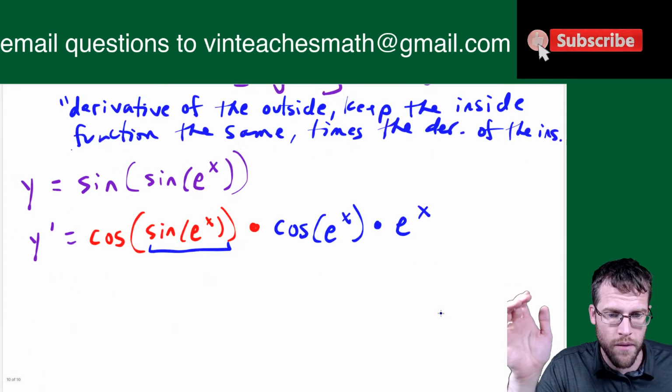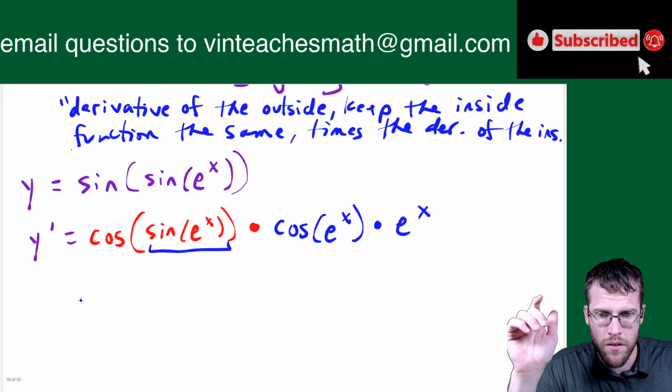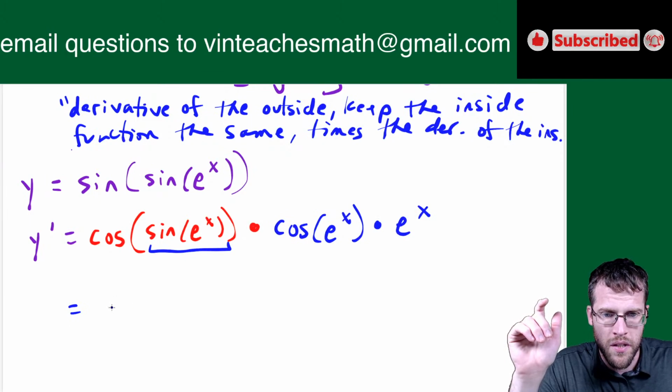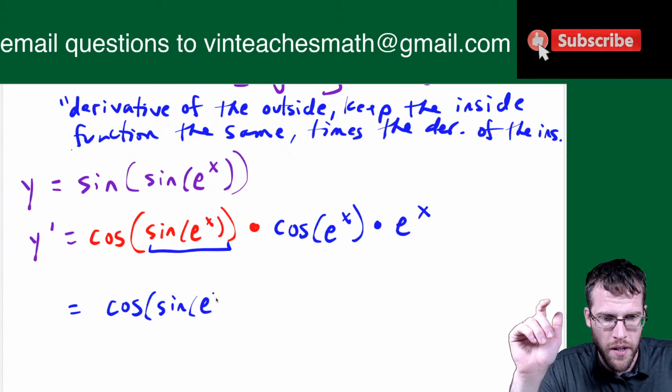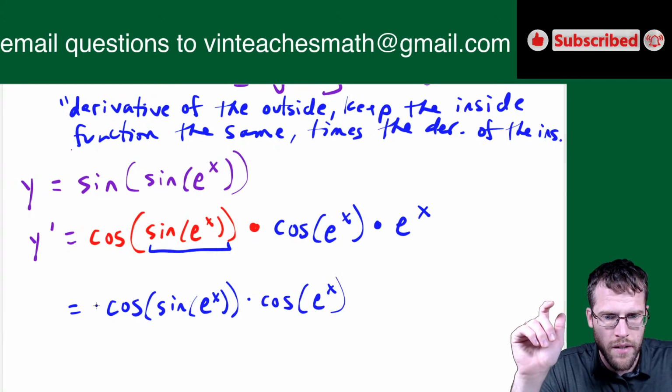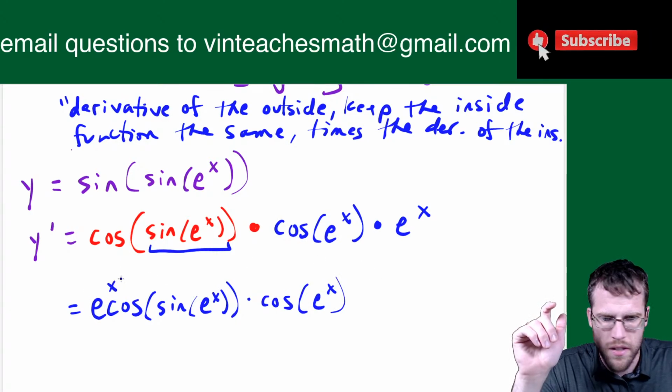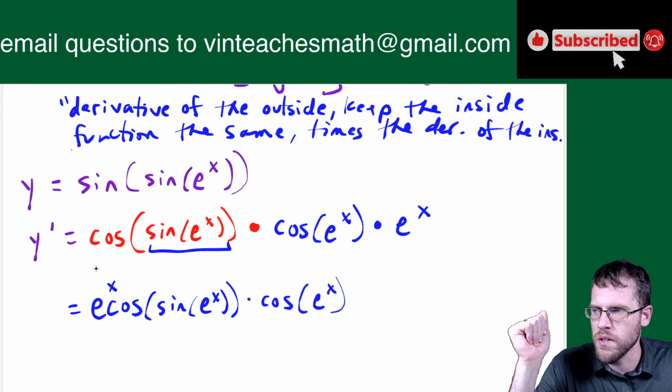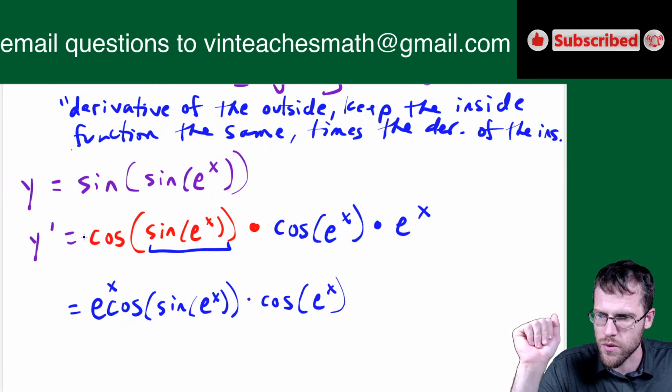So if we clean this up and put this in one phrase here, this would be cosine of sine of e to the x, times cosine of e to the x, times, and I can even just put the e to the x in front like this, and that's okay. So that would be our derivative for this question.